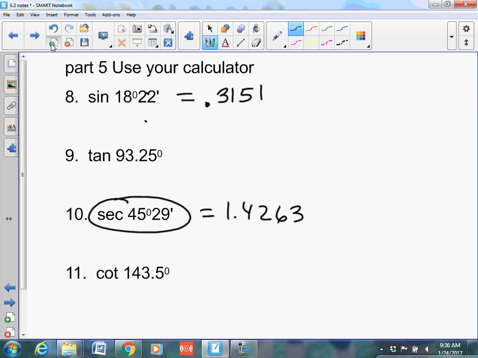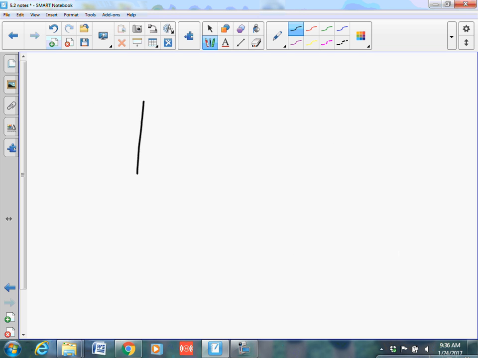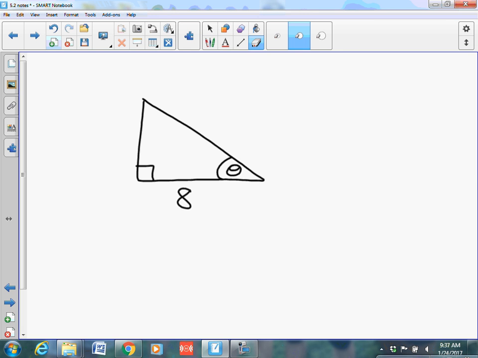Let's just do one more of these fun triangle things. Here's theta. You don't have to write it down, let's just look at it. This is an 8, and this is 12. We're trying to find this side of the triangle.